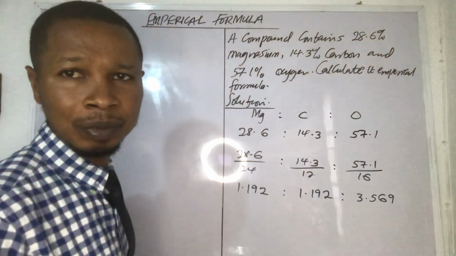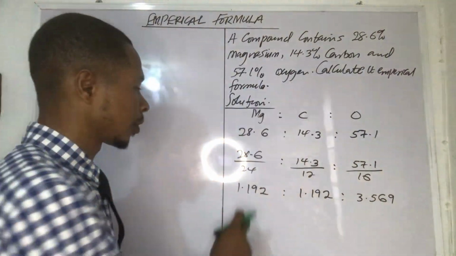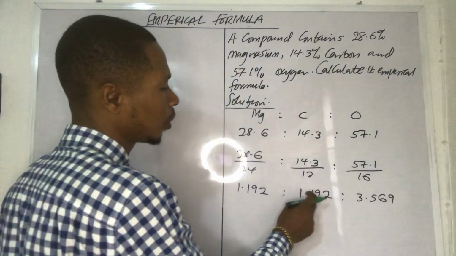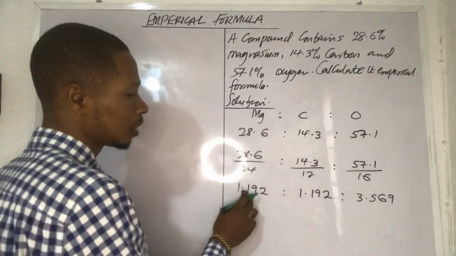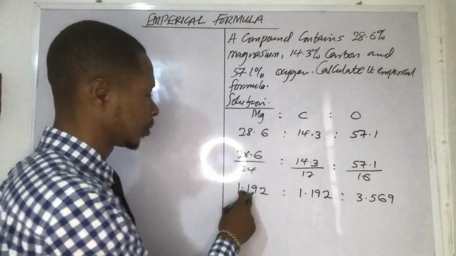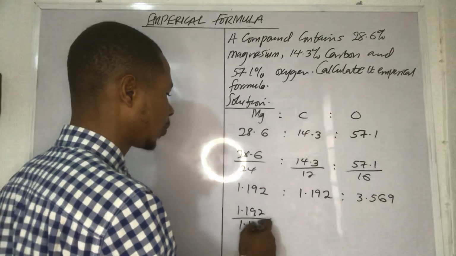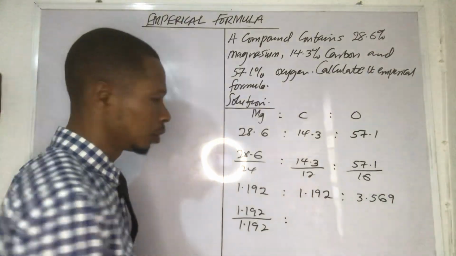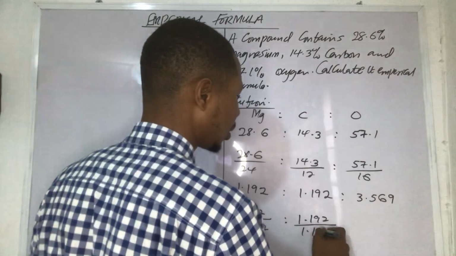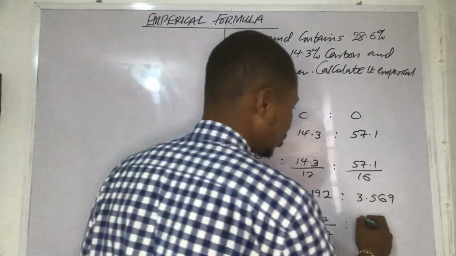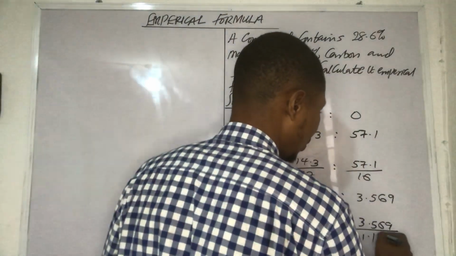Then the next step is to divide these ratios by the smallest among them. 1.192, 1.192, 3.569. So the smallest is 1.192. So divide by the smallest. So you have 1.192 over 1.192, 1.192 over 1.192, and 3.569 divided by 1.192.